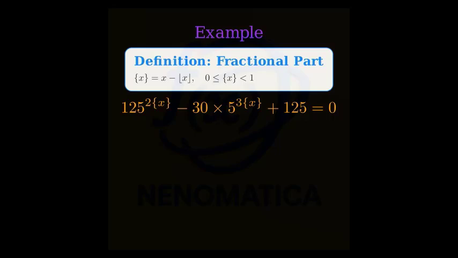Step 1. We simplify using exponents. 125 is 5 cubed. Using that, we rewrite the equation. The term 125 to the power 2 times {x} becomes 5 to the power 6 times {x}.